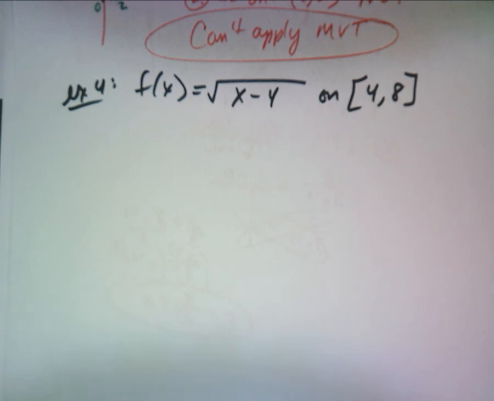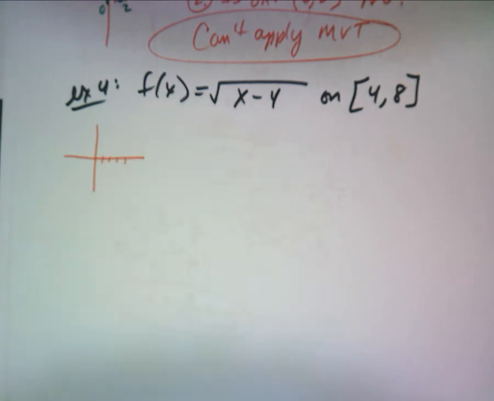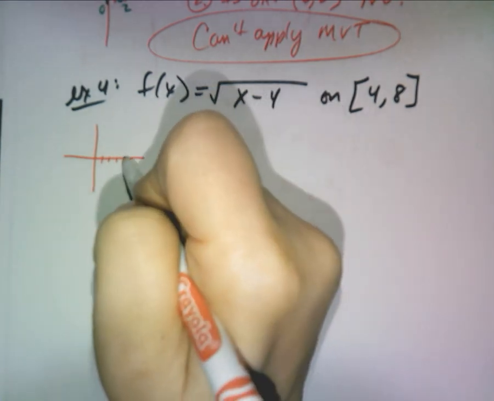Yeah. So it goes like 1, 2, 3, 4. And where's it shifted, by the way? 4 to the right. So it goes like this.